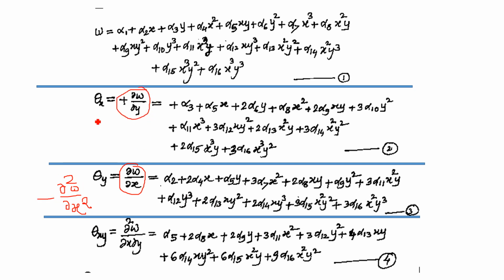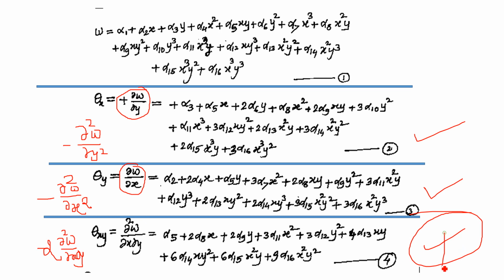Similarly, if you differentiate this with respect to y again, you will get the second order derivative, d square w by dy square. And here you already have d square w by dx dy, you only have to multiply by minus 2 to write down the third strain, gamma xy. So these are the strain terms. We have to differentiate these expressions, but there is no need to differentiate the third one, because there is already d square w by dx dy; we only have to multiply by minus 2.